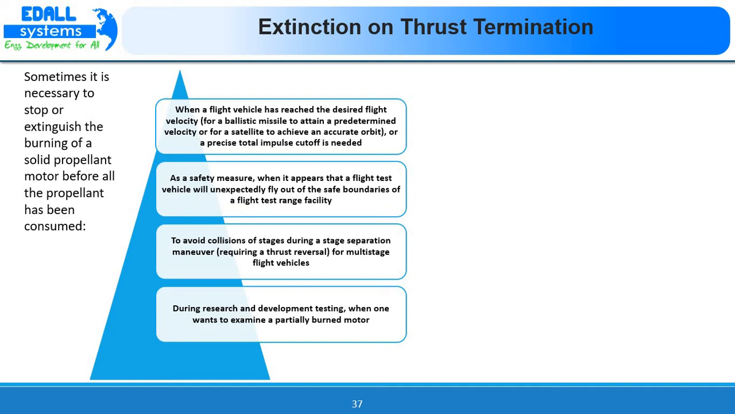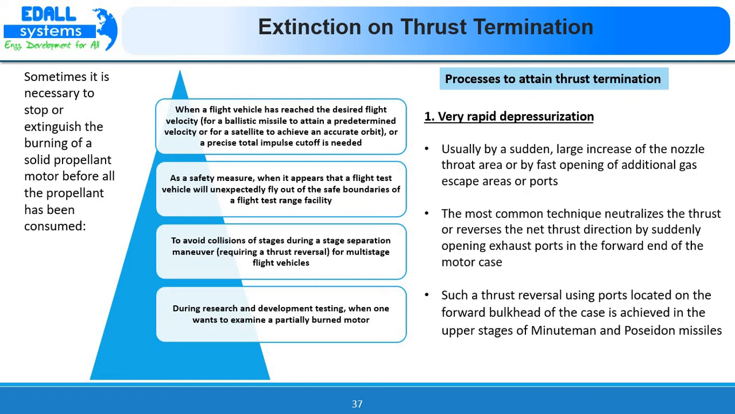But for solid propellants, it is very difficult to achieve this, because once ignited, the grain will consume itself completely by burning at a predetermined rate. But there are some processes by which we can attain this thrust termination. So the first one is very rapid depressurization. Usually by a sudden large increase of the nozzle throat area or by fast opening of additional gas escape areas or ports, this very rapid depressurization can be achieved.